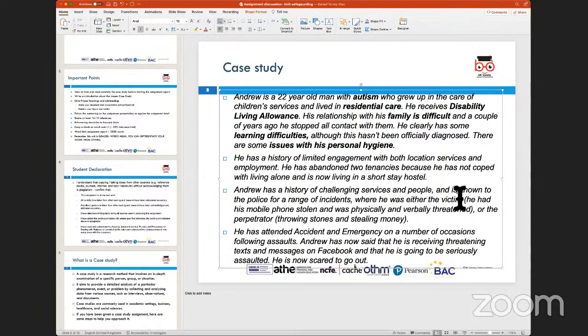So personal hygiene here would mean that Andrew's personal hygiene, he has some issues. That suggests that he has difficulty in maintaining a consistent level of cleanliness and grooming. And what does this mean? This would mean that he probably does not bathe or shower regularly. Let's put it this way. He has maybe poor dental hygiene.